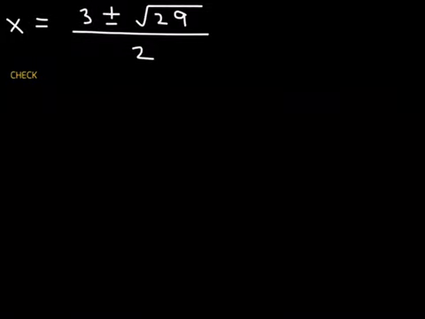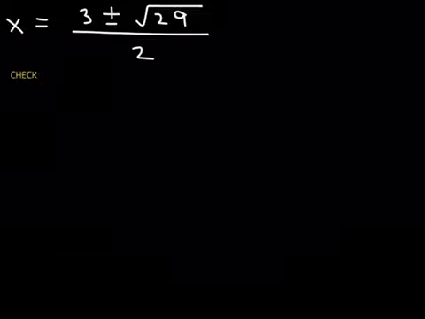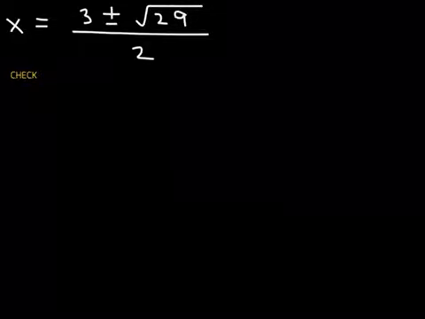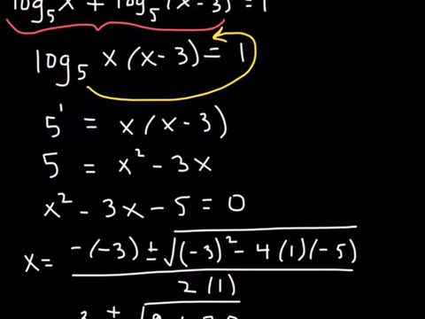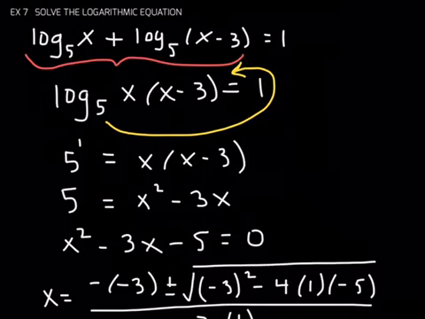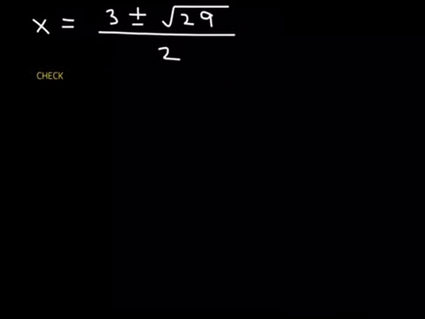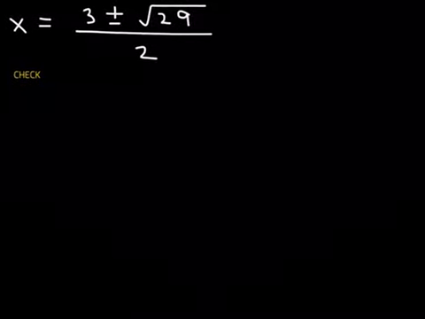Again, I want to remind you that when we check our solutions, we're going to plug our proposed solutions into the original equation and verify that the arguments are positive. Let me scroll up and remind ourselves, including me, what these arguments are. One argument is simply x. The other one is x minus 3. Those are the arguments we're checking, okay? Now, we have to check each solution separately, okay?